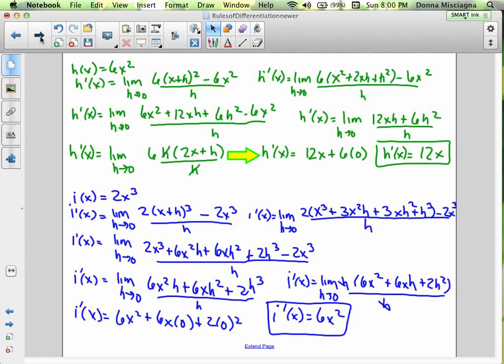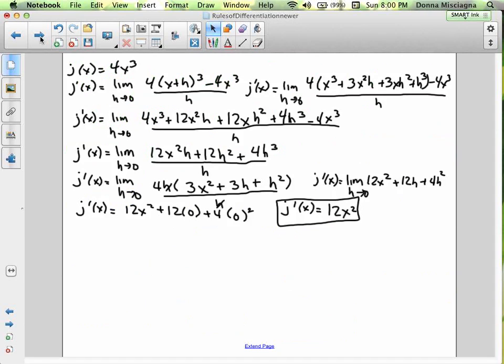So I'll just go over it. It's nice I get to put my hands down for a moment. All right, so we have 4x cubed. All right, so very similar to the last problem except for a coefficient of 4. So we have j prime of x equals the limit as h approaches 0 of 4 times x plus h cubed minus 4x cubed, all divided by h.